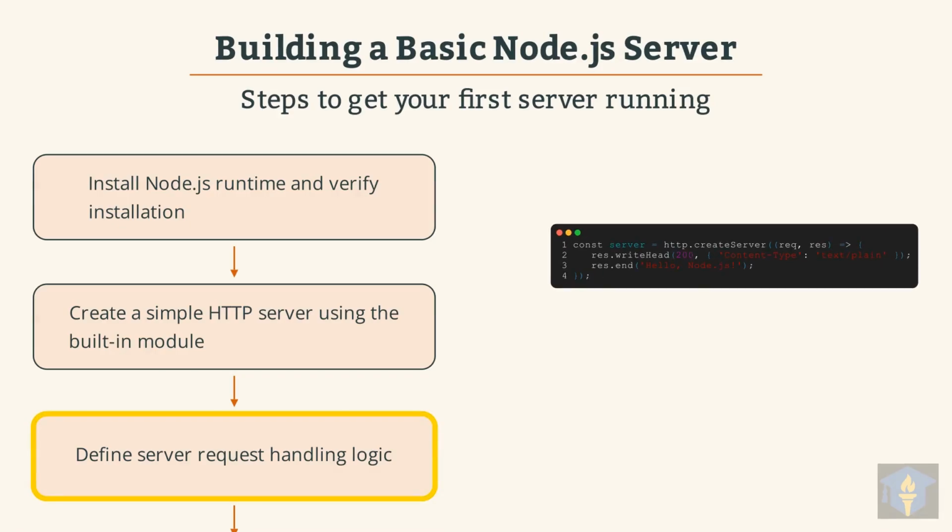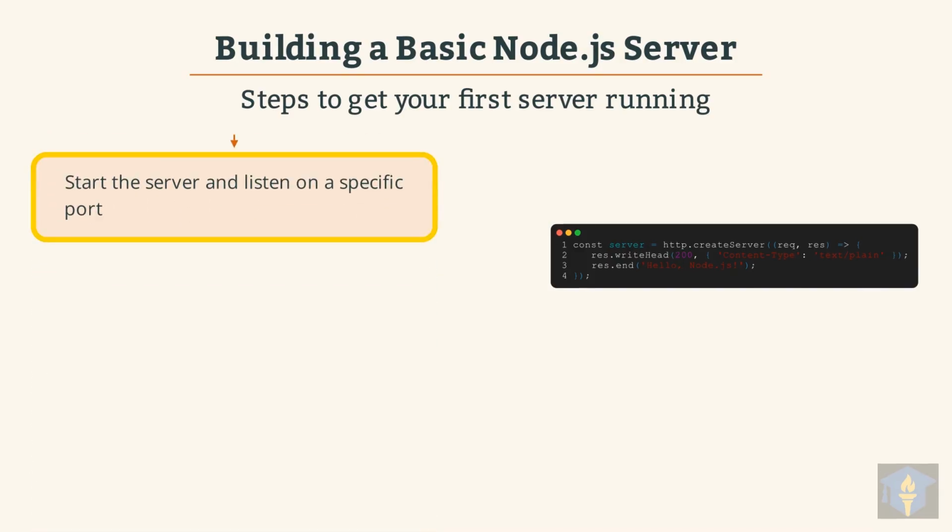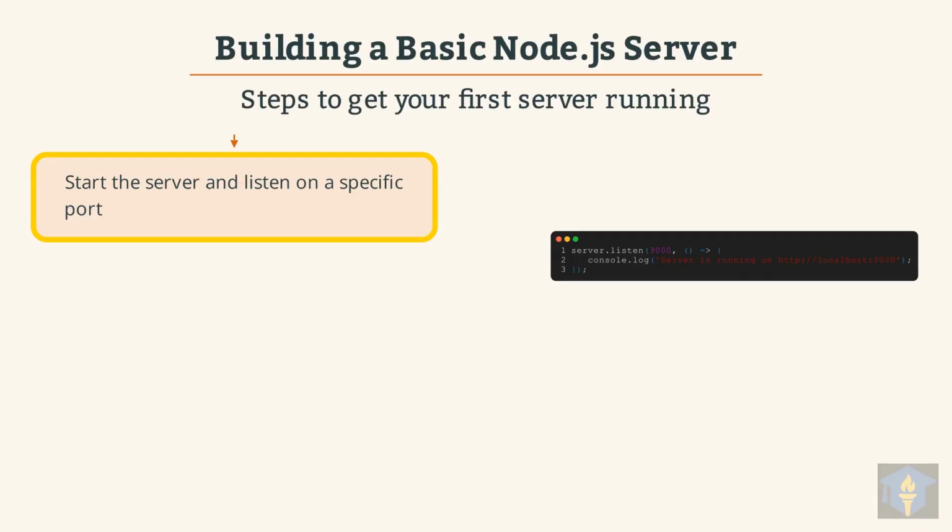Now, we define the server's logic for handling incoming requests and crafting appropriate responses. This code creates a server that responds with Hello, Node.js for every incoming request, setting the content type. Finally, we start the server and instruct it to listen for connections on a designated network port. This command starts the server on port 3000 and logs a confirmation message to your console, indicating it's active.